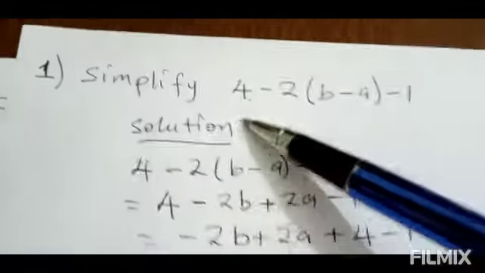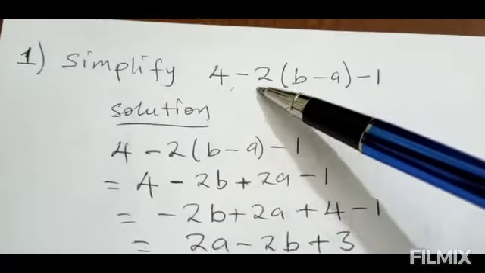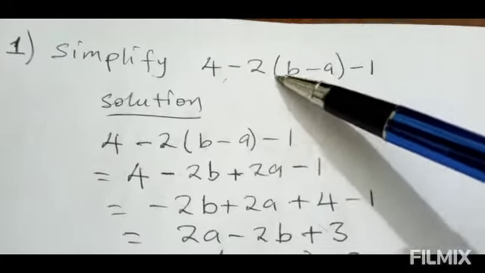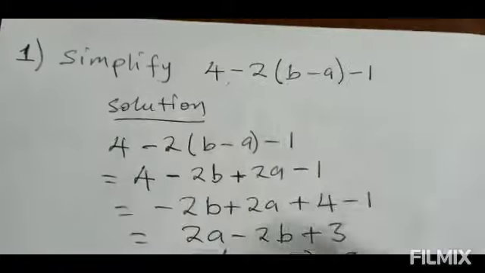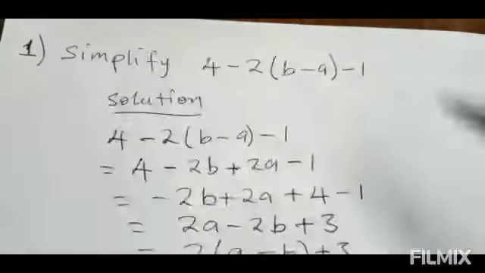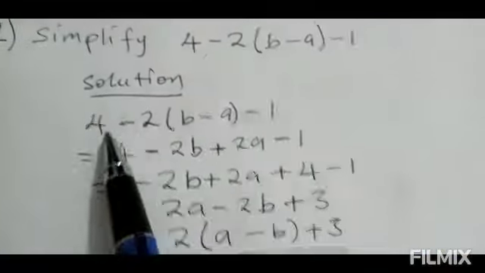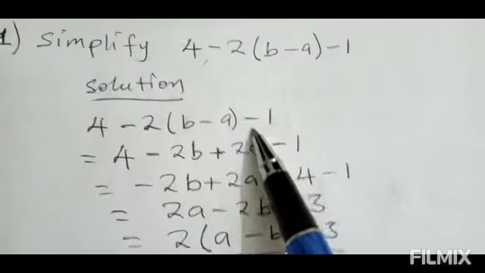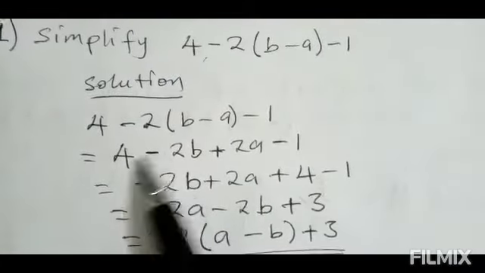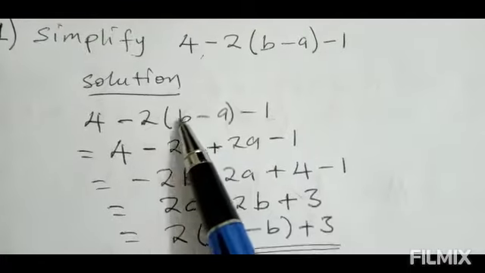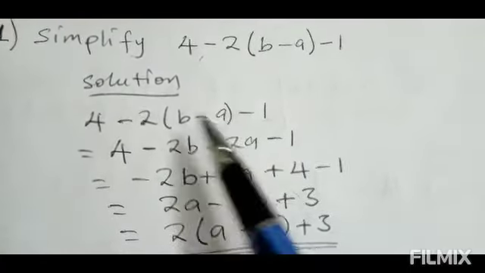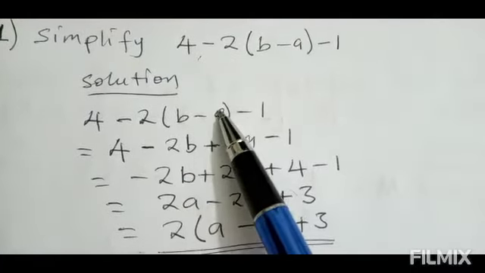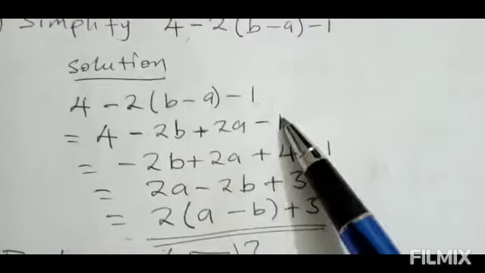So question 1, simplify, okay? 4 minus 2 brackets b minus a minus 1. Simplify means just make it simple, okay? From the word simple, simplify. So 4 minus 2 brackets b minus a minus 1. 4 minus 2 multiplied by b is minus 2b. Minus 2 multiplied by a is plus 2a, minus 1, okay?